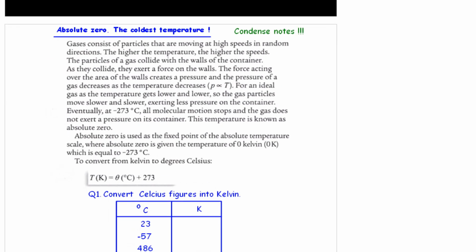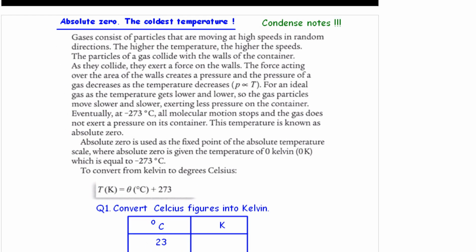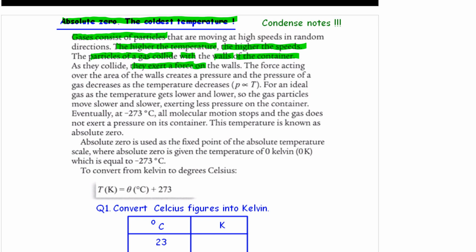Final part of the lesson. Absolute zero, the coldest temperature. Let's condense these notes all the way down. Gases consist of particles. The higher the temperature, the higher the speed of the particle. Gas particles collide with walls of the container and they exert a force on the walls.